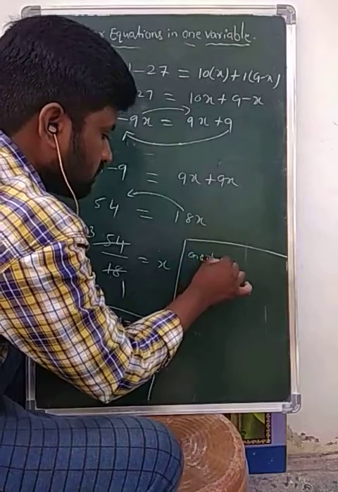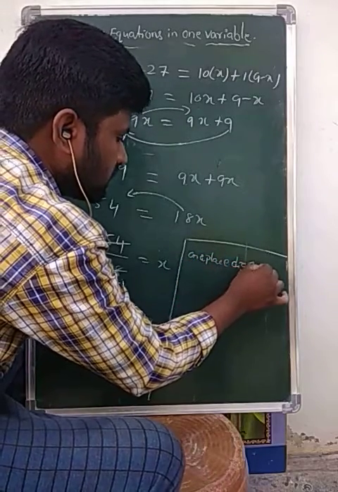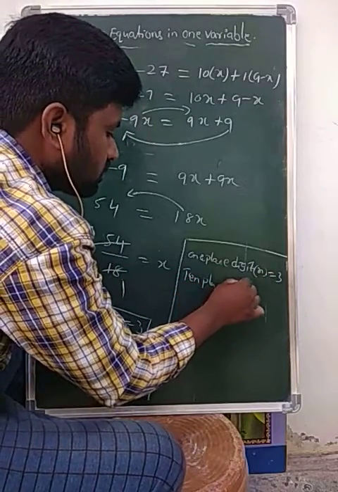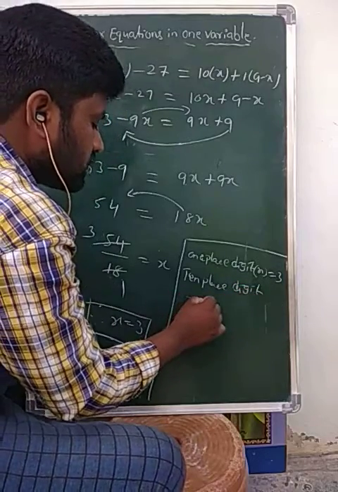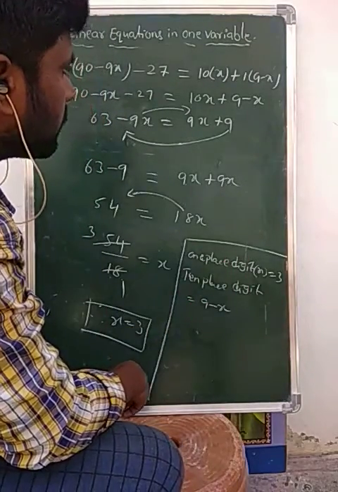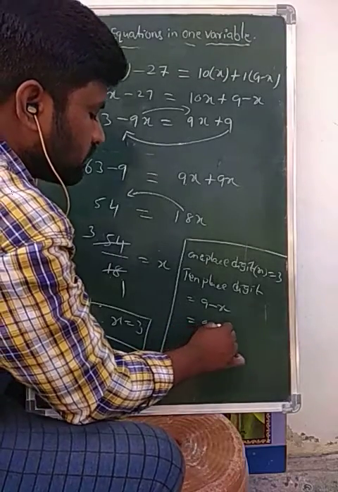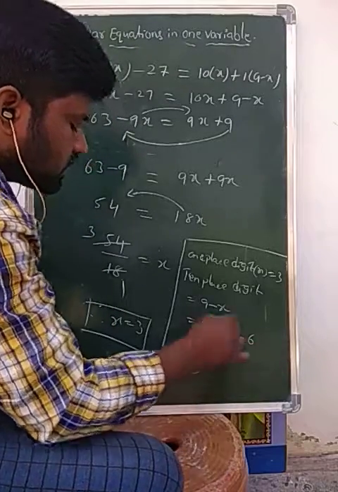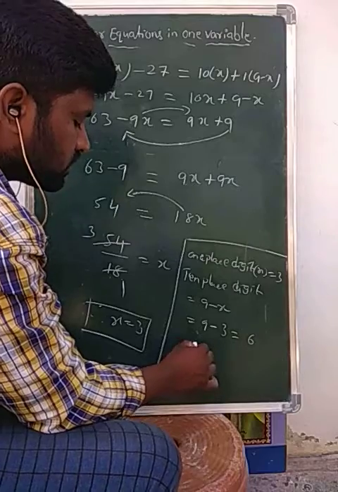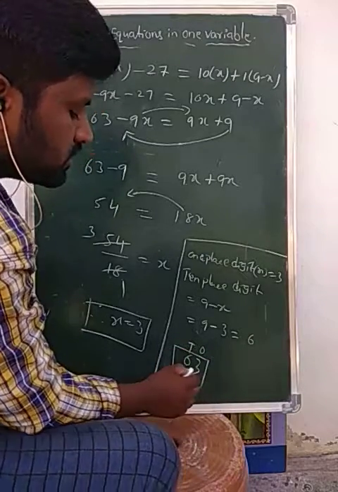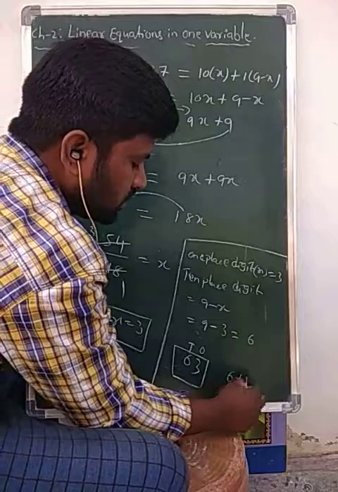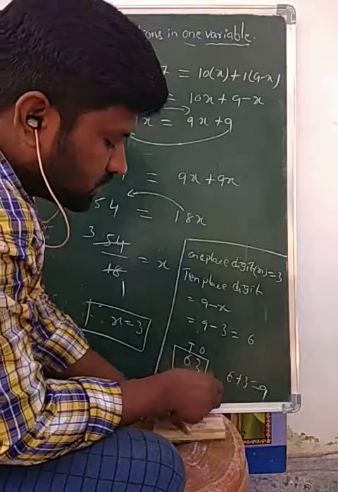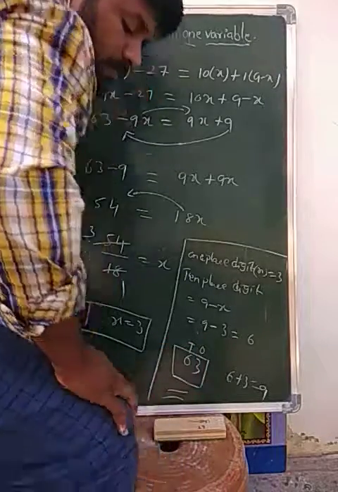The ones place digit is x, which is 3. Then the tens place digit is 9 minus x. Now 9 minus 3 is 6. So the required number is 63. This is ones place, this is tens place. The required number is 63. The sum of the digits, 6 plus 3, is equal to 9. So this is the required answer for this question. Okay students? Thank you.